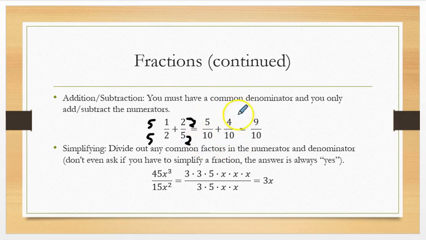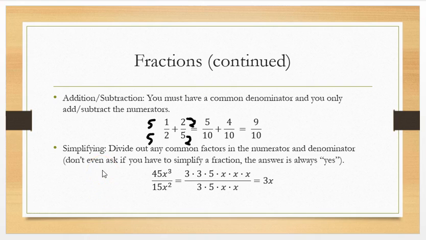Now we have the exact same fractions. 5 over 10 is the same as 1/2, it's just in a different form. But now I can take those two fractions and I can add the numerators since I have a common denominator of 10. So now 5 plus 4 is 9. Bottom stays the same. Please don't add those numbers in the bottom. No, do not perform the operation in the denominators of a fraction.